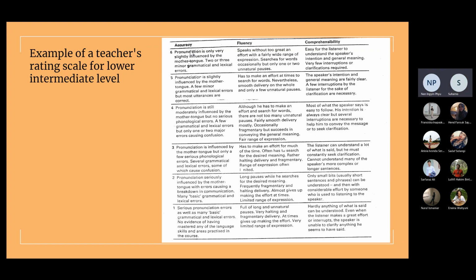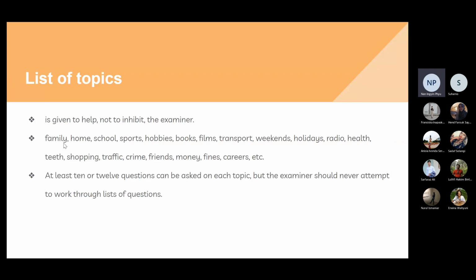So then here, when the examiner is asking, it can make a list of the topics. So instead of saying all the questions right away, just using a list of the topics will be helpful for the examiner. For example, here are some example topics: family, home, school, sports, hobby, books, film, transport, weekend, holiday, radio, health, about teeth, and then shopping, traffic, crime, friends, money, fine, and career.